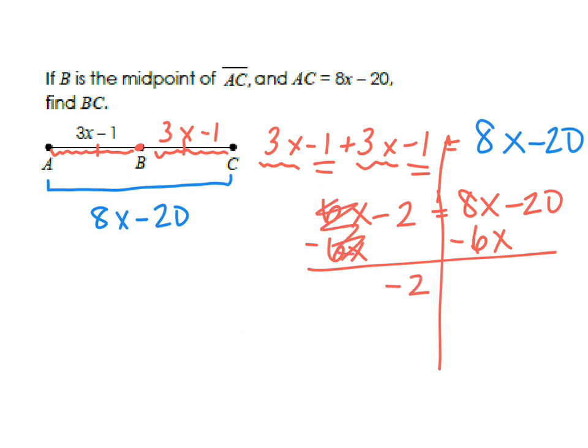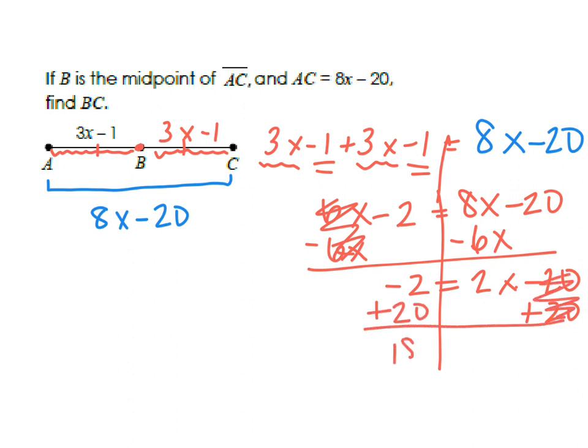And get negative 2 equals 2x minus 20. Two-step equation, so I'd add 20 to both sides and have 18 equals 2x, and then divide by 2. So x equals 9.